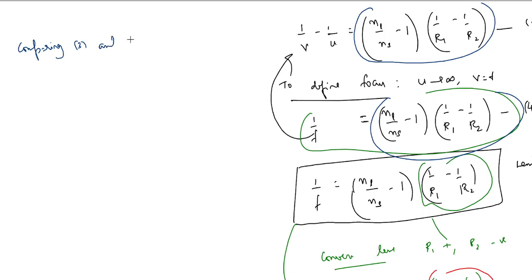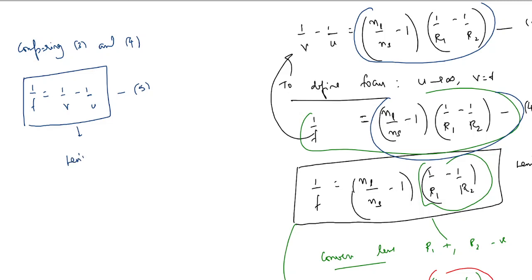comparing 3 and 4, what we get is 1 by f is equal to 1 by v minus 1 by u. This is called as Lens equation. We call it as 5. This is called as Lens equation or Lens formula.